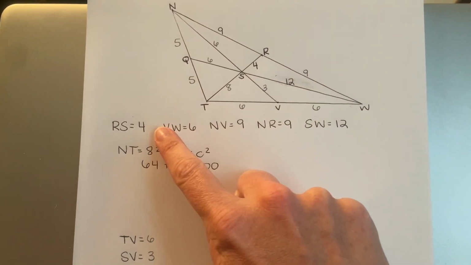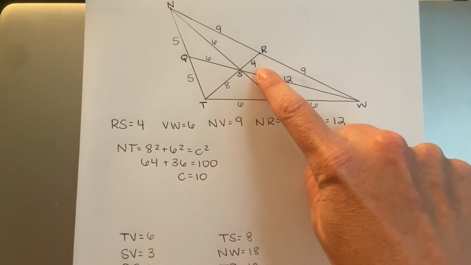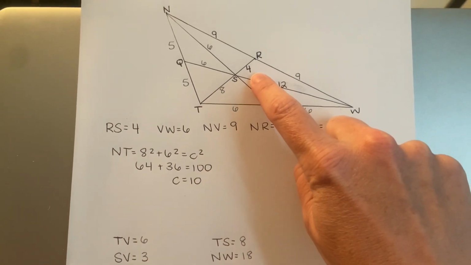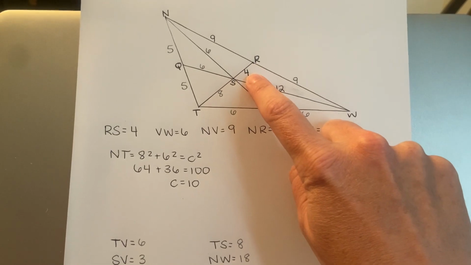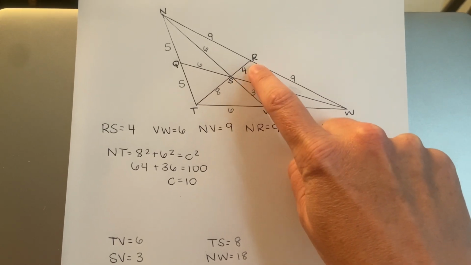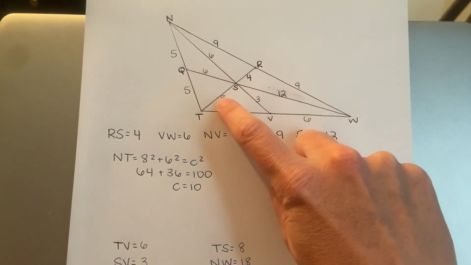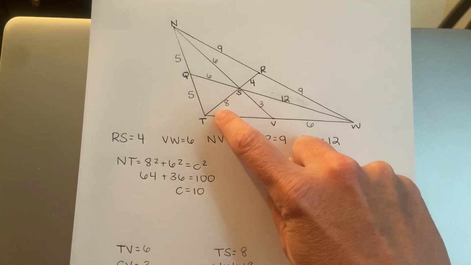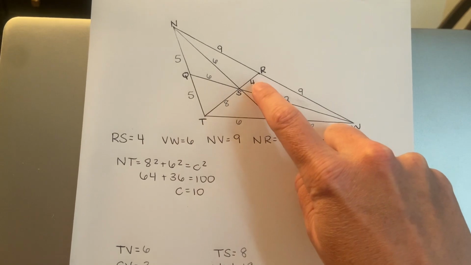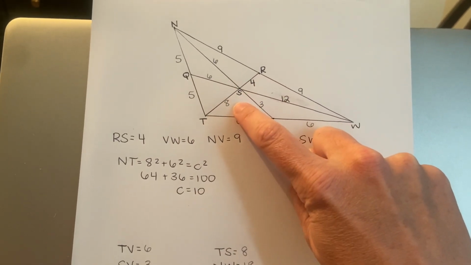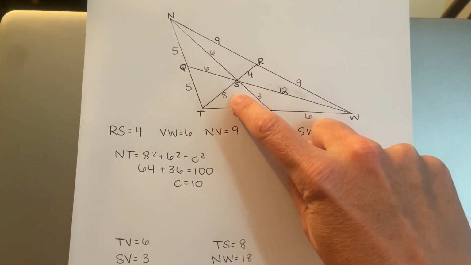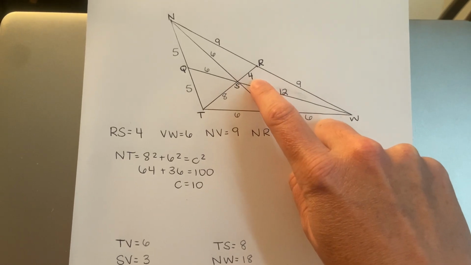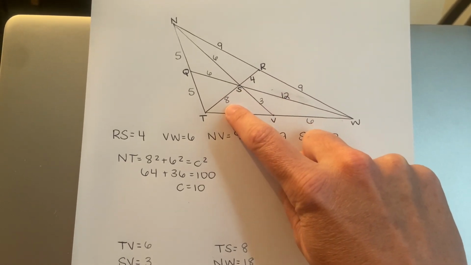So we know if RS is 4, according to the centroid video, this line segment is 1/3 of the total line segment. So then this would be the other 2/3. So basically the small one times 2 is the large one, is what I took from that. So then, once I knew that, I could figure out that that was 8.